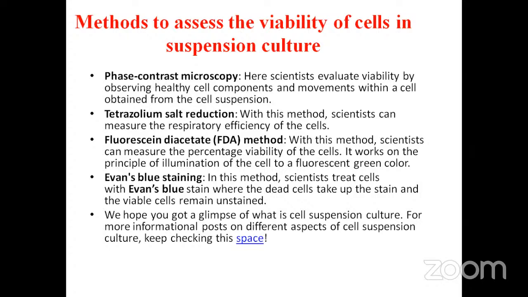Next, the Evans blue staining method. In this method, scientists treat the cells with Evans blue chemical. This Evans blue chemical is also utilized for the viability test of pollen grains. With the stain, the dead cells take up the stain and the viable cells remain unstained. That's it.